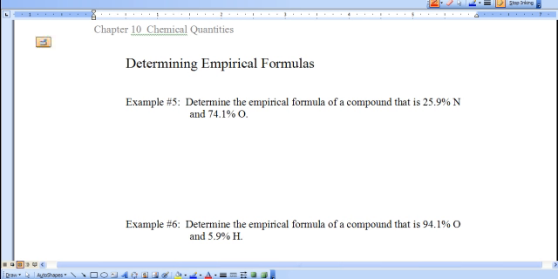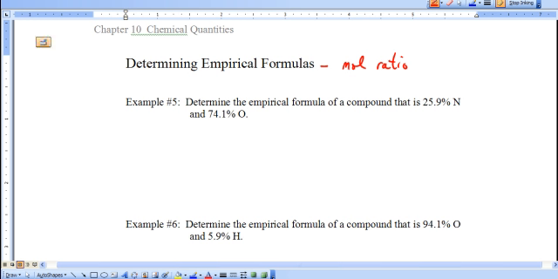Now the key here is realizing that again an empirical formula is a mole ratio. It's the lowest whole number mole ratio, but it is a mole ratio. And so what we need to do is take the information that's given to us and turn it into moles and then simply take the ratio.